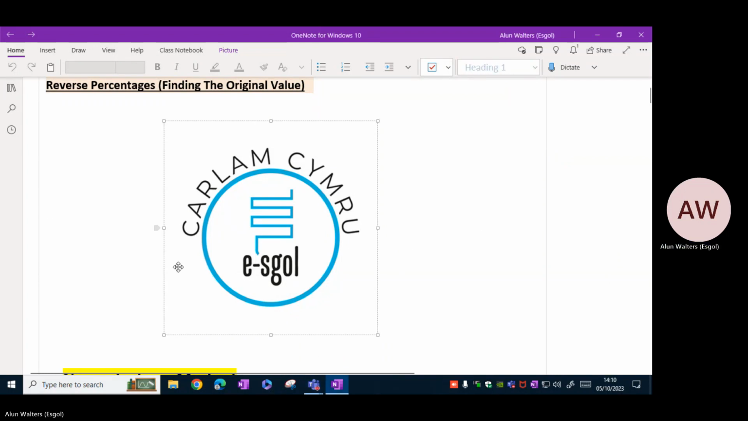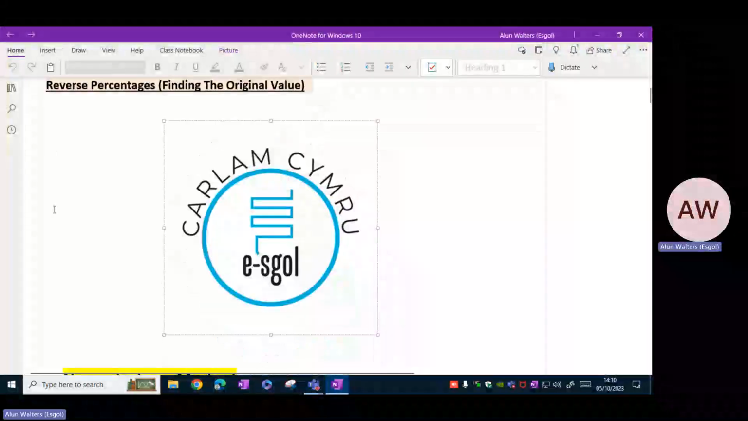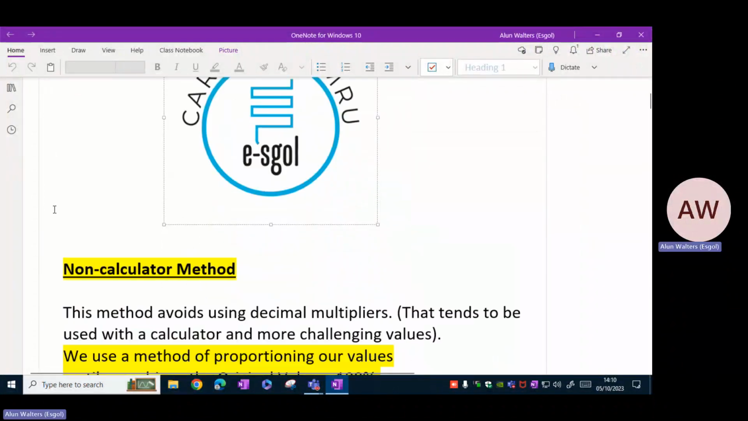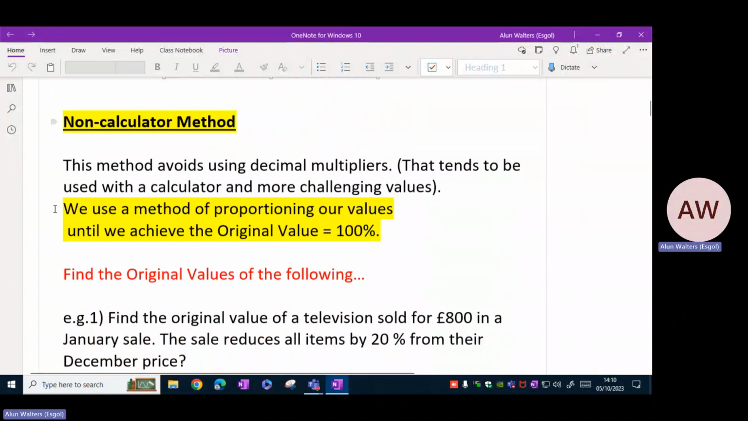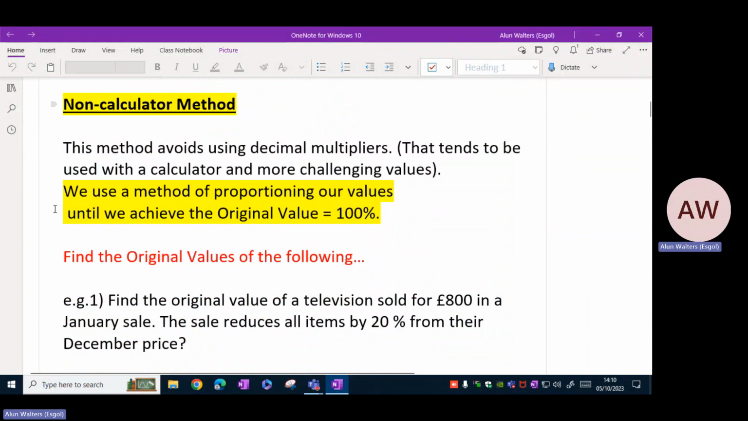Okay, so reverse percentages. We're going to first look at the non-calculator method. This method avoids using decimal multipliers that tend to be used with a calculator and obviously with more challenging values. We're going to use a method where we proportion values on both sides of the equal sign until we get to an original value, and the original value is always going to be 100%.